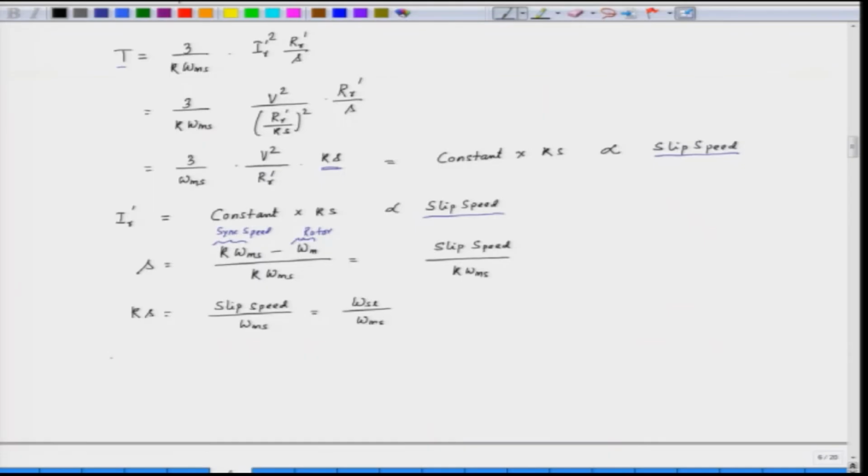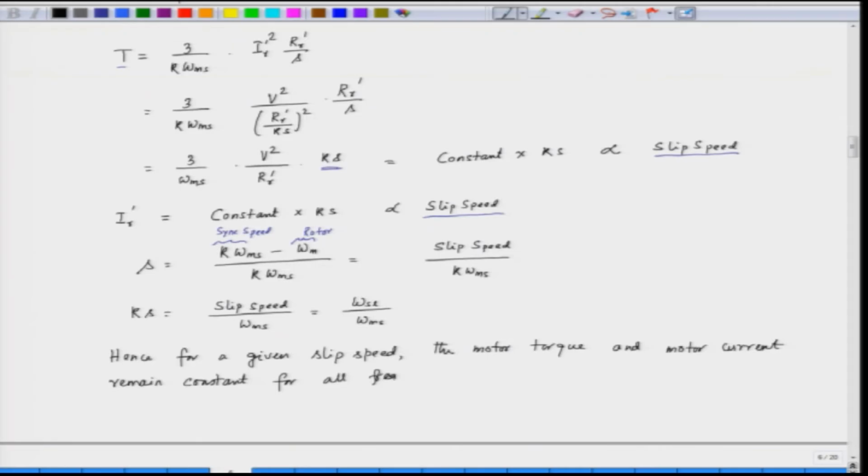So, let us summarize this. Hence, for a given slip speed, the motor torque and motor current remain constant for all frequencies below the rated value, below the rated frequency, because we have a different control after the rated frequency. So, this is the conclusion.